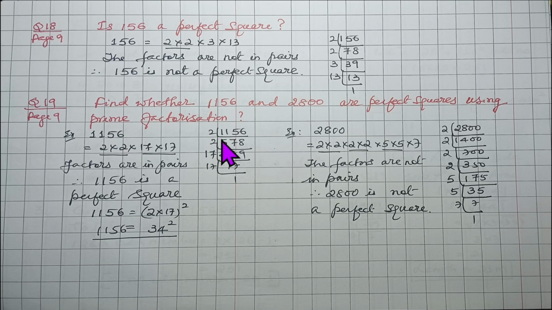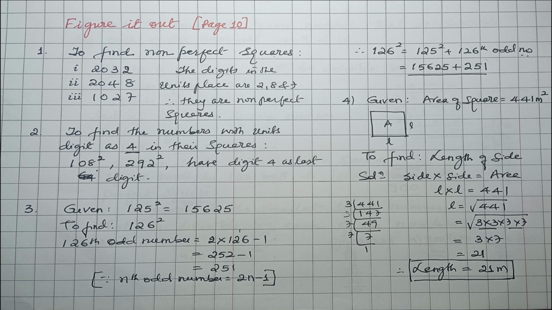So for 1156, find the prime factors. It is 2, 2, 17, 17. Their factors are in pairs. Therefore 1156 is 100% a perfect square, and it is 2 into 17, which is 34 squared. Now 2800, find the factors of 2800. We get the prime factors here: one pair of 2s, another pair of 2s, one pair of 5s, and 7 is single. Since 7 is single, all the factors are not in pairs. Therefore 2800 is not a perfect square.